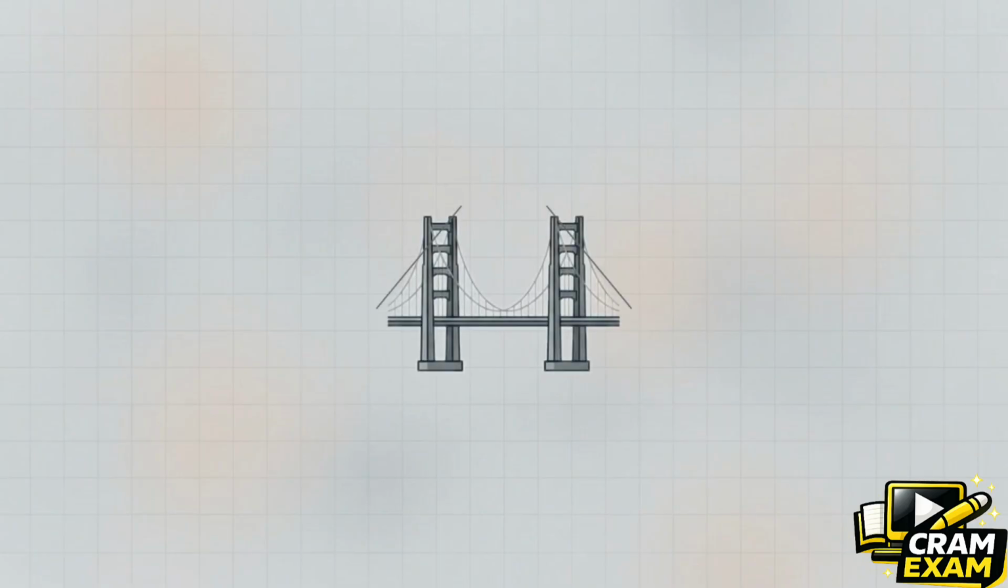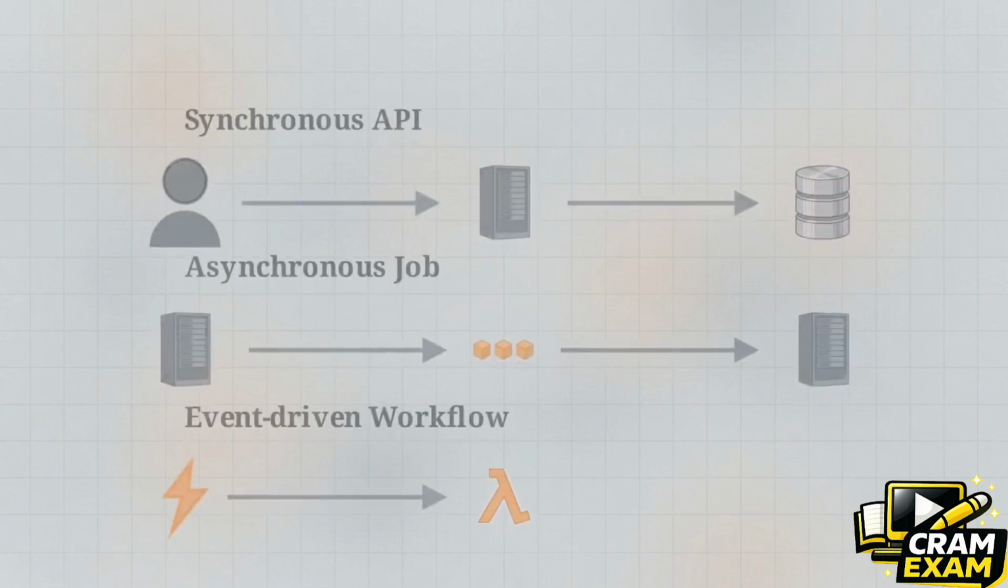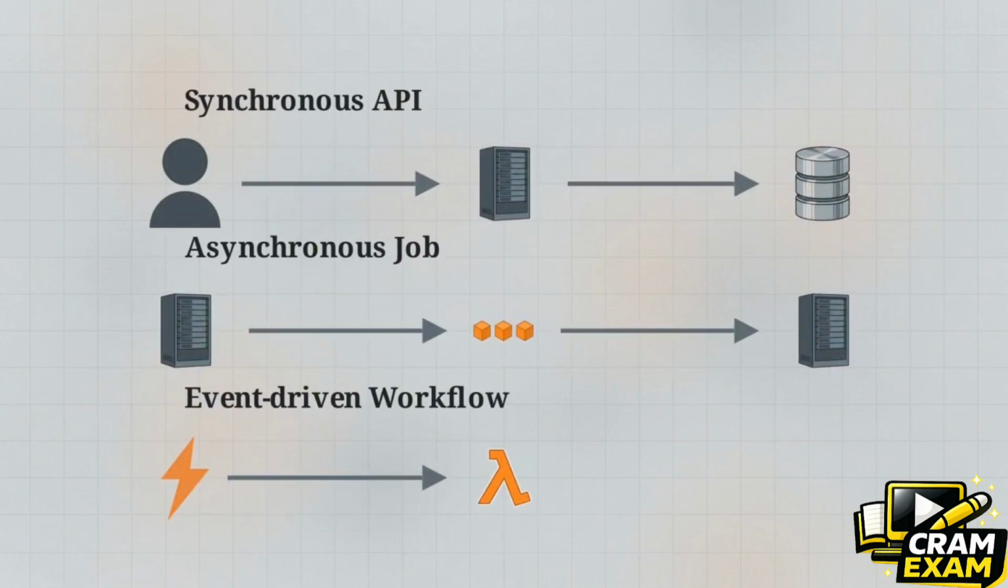Think about a suspension bridge. You calculate exactly which cable snaps when a hurricane hits. In the cloud, you must instantly identify the underlying framework to find the breaking point. Is it a synchronous API, an asynchronous job, or an event-driven workflow?